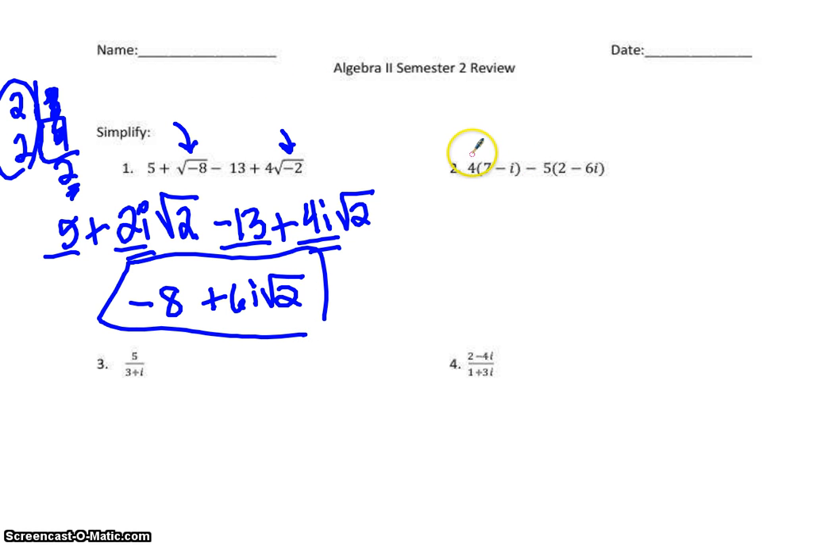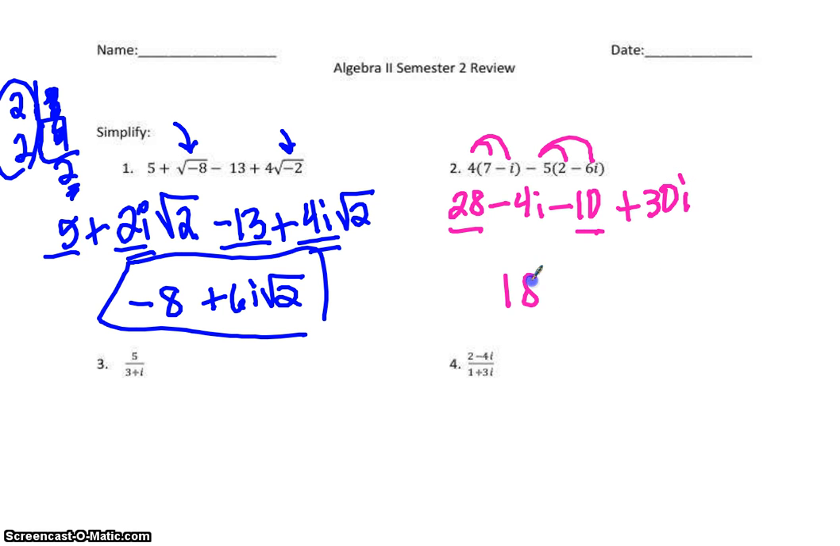So number 2, you're going to distribute your 4 and you're going to distribute your -5. So this becomes 28 minus 4i, and this becomes minus 10 plus 30i. So 28 minus 10 gives you 18, and -4i plus 30i gives you plus 26i.